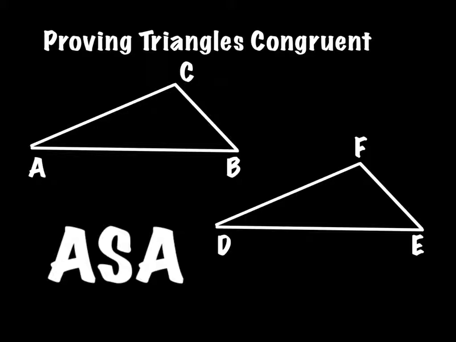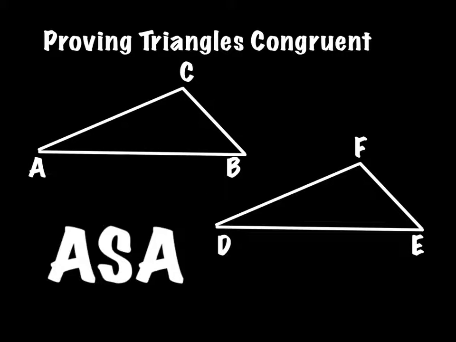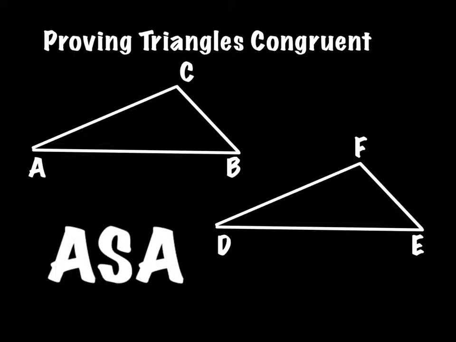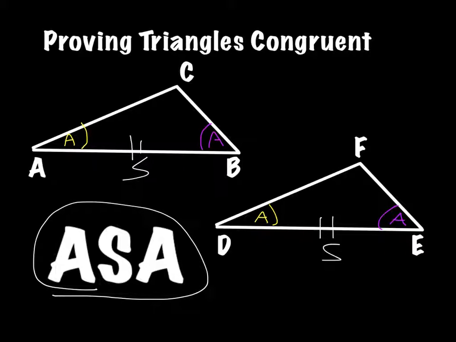Another way to prove that triangles are congruent is to find a pattern called angle, side, angle. If I knew that these two angles in yellow were exactly the same, and I knew that these angles in purple were exactly the same, and I knew how long it was from A to B, and it was the same length as it is from D to E, I would have an angle, side, angle pattern, which proves that the triangles would have to be congruent. As long as we have a side that's sandwiched in between two angles, we would have enough information to prove that the triangles are congruent.